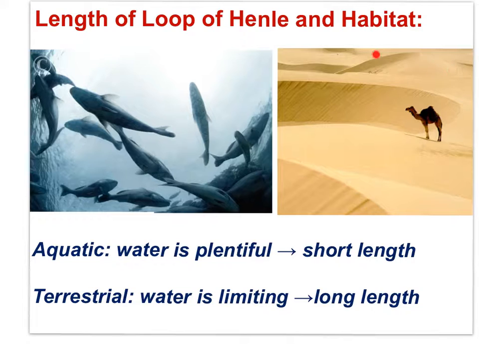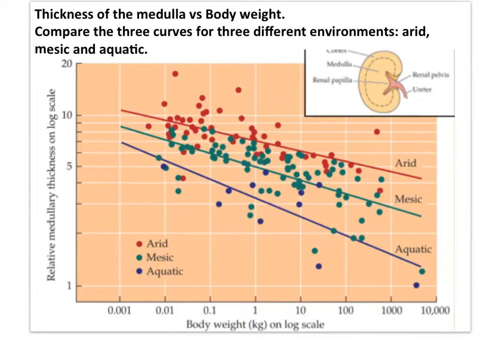Organisms living in environments where water is scarce have a high requirement for water conservation, thus the loop of Henle would be long. This graph displays the relationship between the thickness of the medulla and body weight. And this relationship between medulla thickness and body weight is not what interests us here. What interests us is the comparison among the three curves for organisms adapted to three different environments: arid, mesic, and aquatic. Notice the curve for organisms living in arid environments.